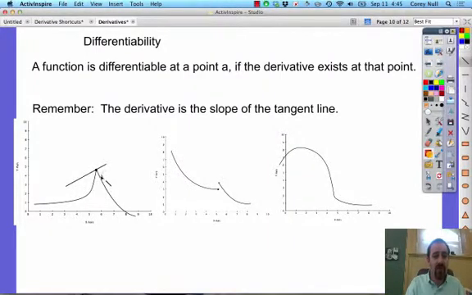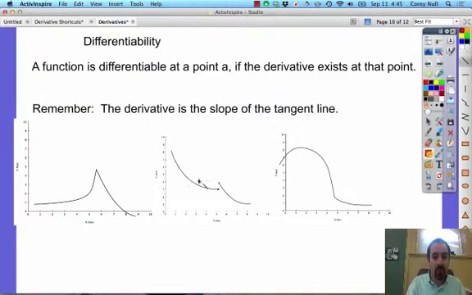So for this function, it doesn't really make sense to think about a tangent line at this point, because if we approach it from the left, the tangent line looks like it's going to be kind of like that. And if we approach it from the right, it looks like the tangent line is going to be like that. It's impossible to know what the tangent line should be at that point. This function is not differentiable at this point, at the point x equals 5.6 roughly.